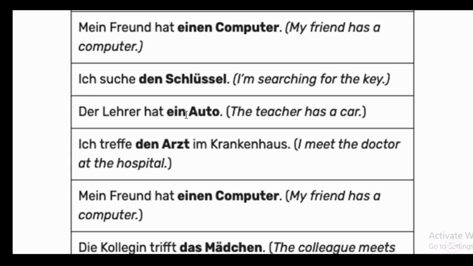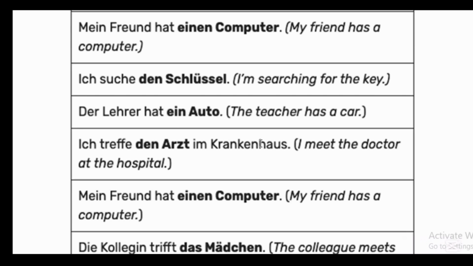Der Lehrer hat ein Auto. The teacher has a car. Why do we write ein here? Eine, for example, I would consider a feminine noun, or einen, like in this example, einen Computer, we consider a masculine noun. So this is a neuter noun. That's how you write a neuter noun as an object.